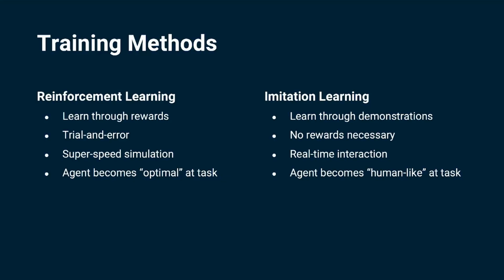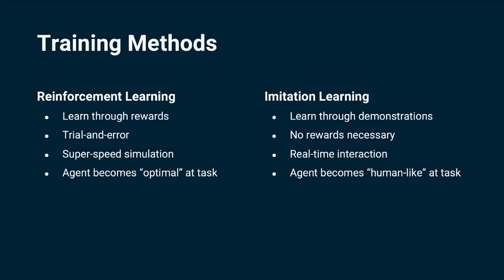With this in mind, there are a lot of different ways in which we can attempt to teach agents to learn the optimal or desired mapping from observations to actions. The two most prominent methods, and the two methods that we provide algorithms for with ML-Agents, are reinforcement learning and imitation learning. Let's start with reinforcement learning.